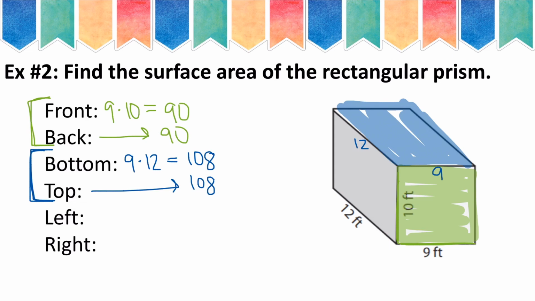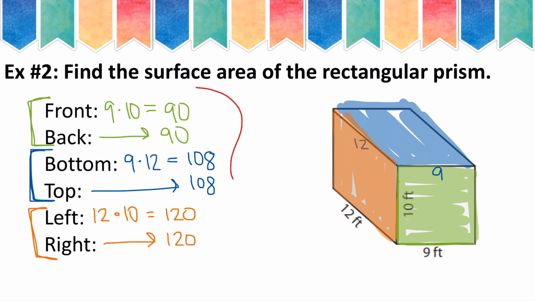Next, I'm going to do the left-hand side. So to calculate the left-hand side, I'm going to take 12 multiplied by 10, which makes 120. And remember, the left and the right-hand sides are always the same in a rectangular prism. And now I'll add all of these values together. And I get a total of 636 feet squared.